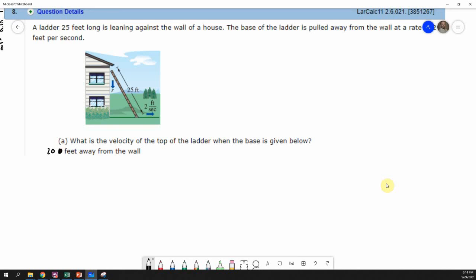So we're given this ladder, which forms a triangle, right? We have the x, we have the y, and this is 25. Now, if I'm moving this in this direction, my x will be changing and my y will be changing. So my change here is dx/dt. My change here is dy/dt.